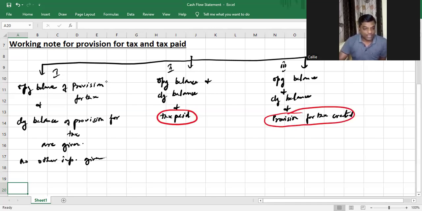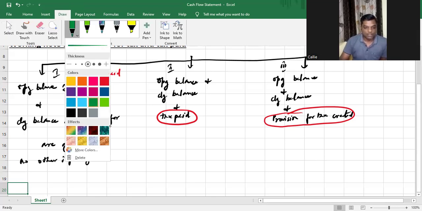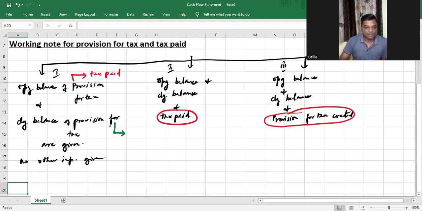Now, if in a particular CBSE question, they've only given the opening balance of provision for tax and closing balance of provision for tax, they have not given any information with respect to what the tax paid amount is or how much provision was created, then you can assume the opening balance to be the tax paid during the year and the closing balance to be the provision created during the year.